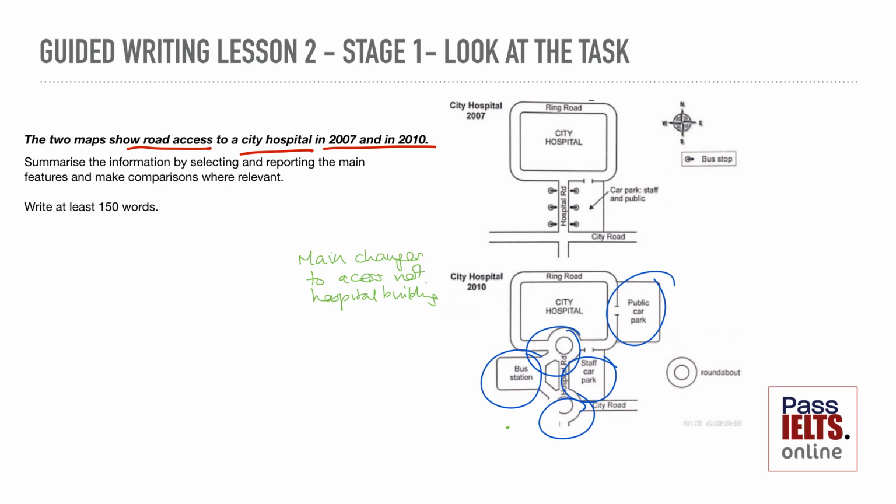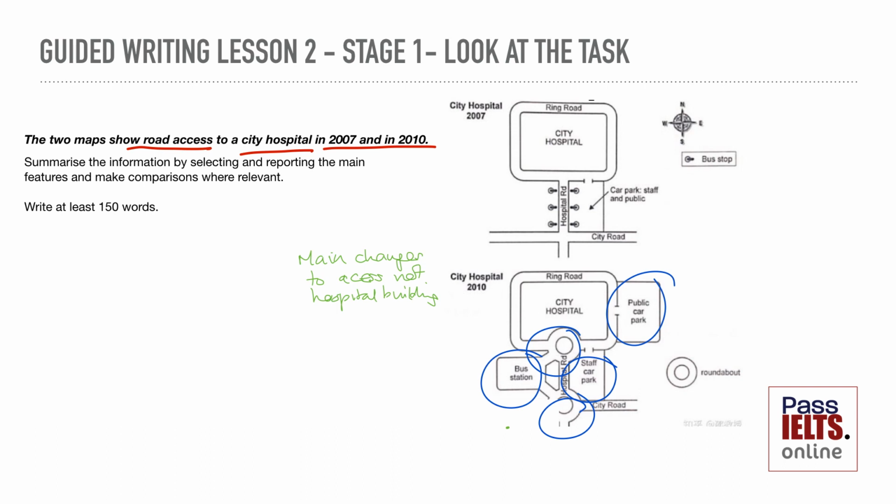I've just underlined it. Now you have to have a quick look at what the overview could be. So you can see, as a reminder, you need to describe in your overview the main changes that you can see, and I've noted these in green. So you can see that the main changes are about and related to the access to the hospital and not actually to the hospital building.